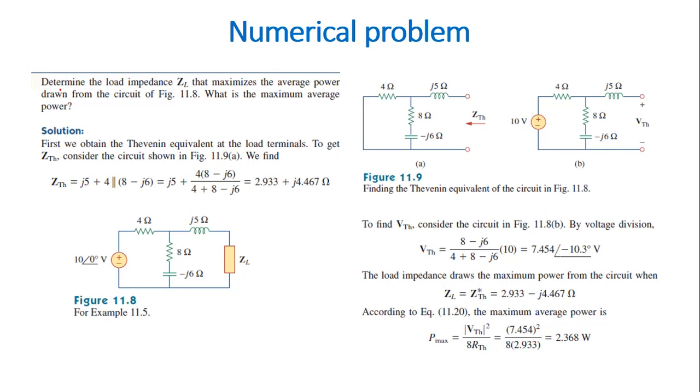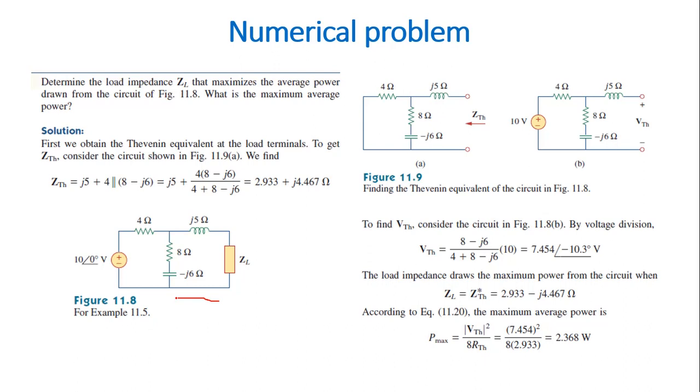The problem statement is: determine the load impedance ZL that maximizes the average power drawn from the circuit shown. What is the maximum average power? So we have to find out the value of P max. To find P max, first let us convert this circuit into the equivalent circuit. This is the circuit given, in the frequency domain.